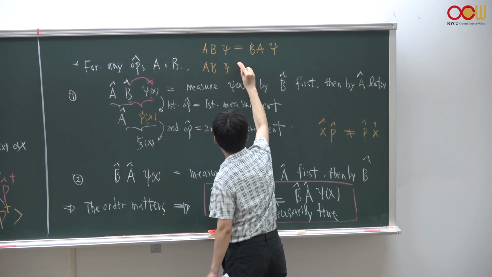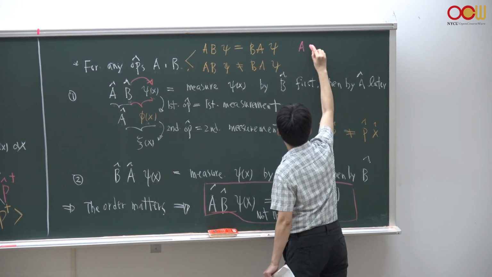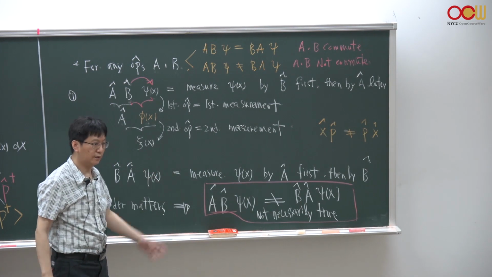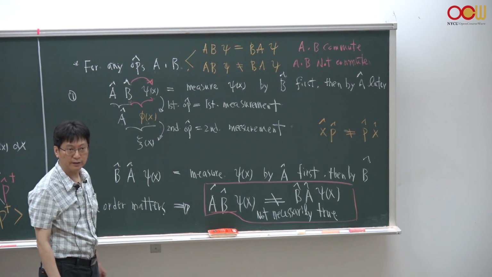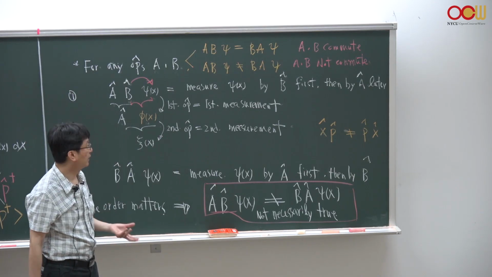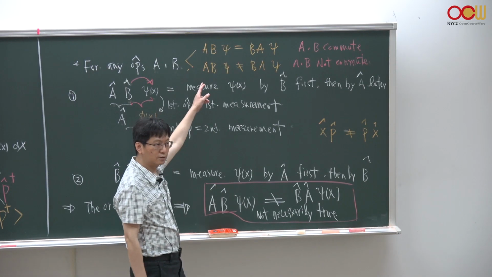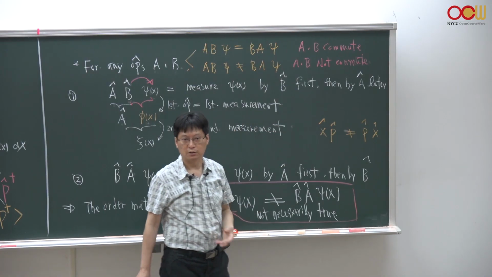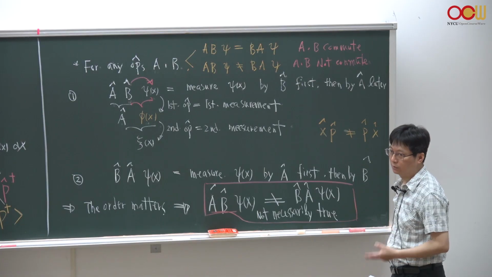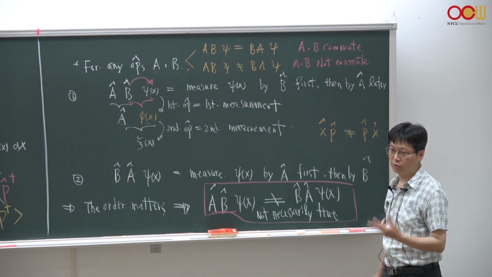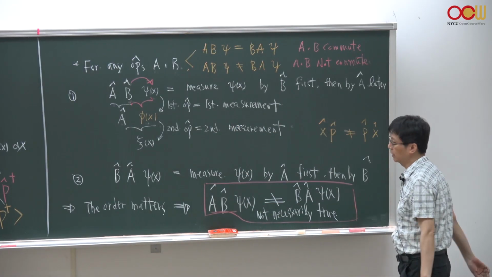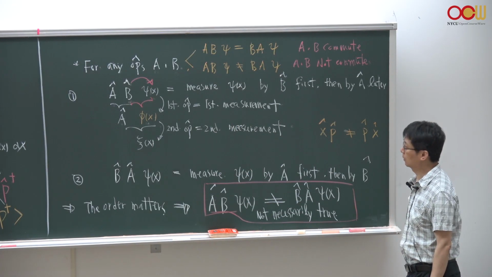Depending on the nature of A and B, if AB is the same as BA when acting on this quantum state, we say A and B are commuting operators, or A and B commute. If not, then we say A and B operators do not commute. Whether any two operators commute or do not commute makes a huge difference, so we will make remarks on the consequences of these commutation relations between any two operators.